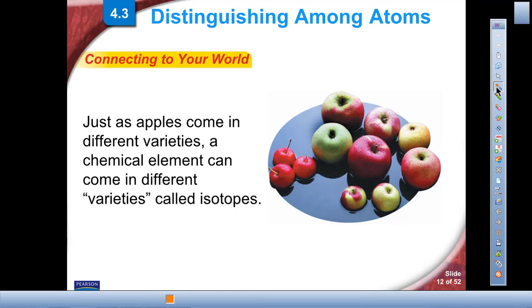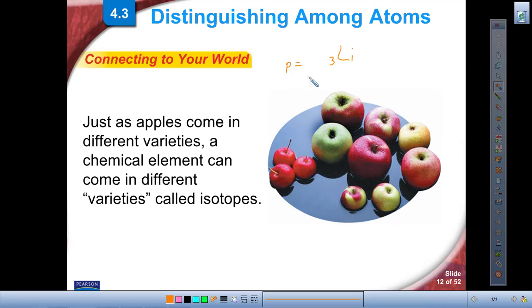Now we've said if I have an atom, and let's say we have an atomic number of 3, I can't change this. Or if I do, it's not lithium anymore. So this is lithium with 3 protons. And if I add a proton, it becomes something else. And if I take away a proton, it becomes something else.